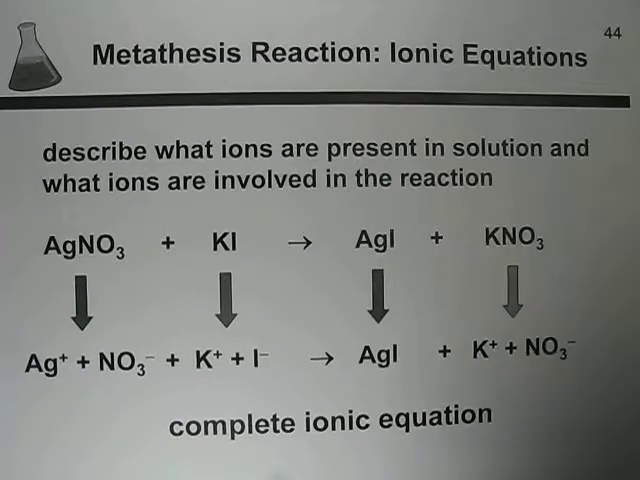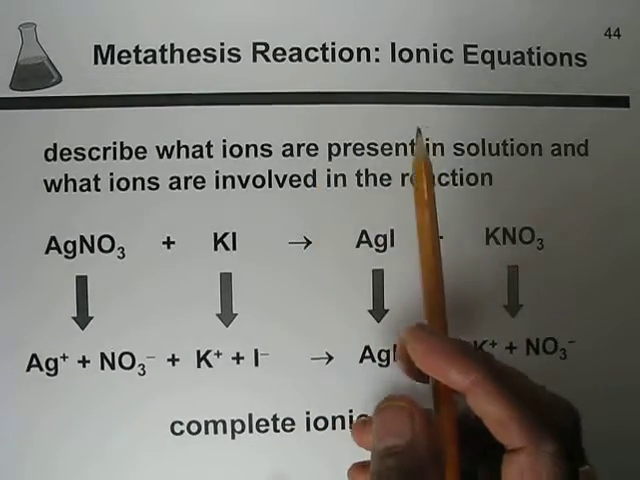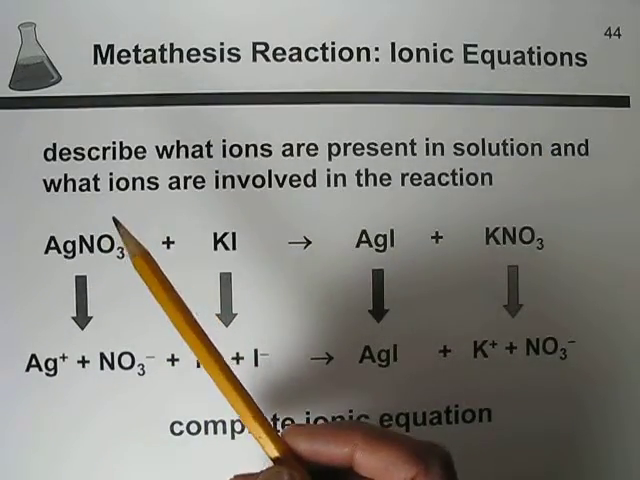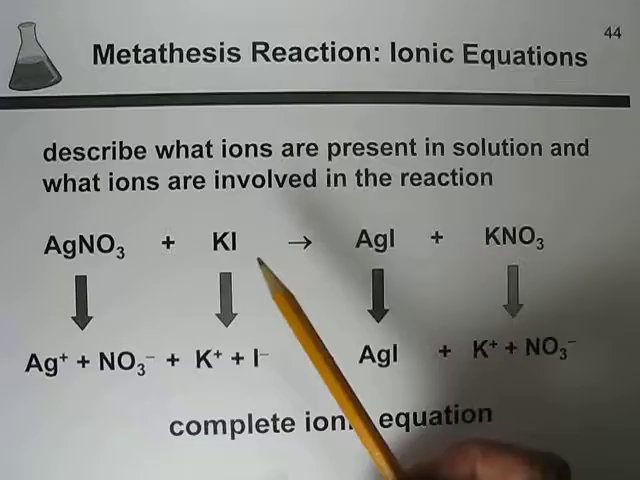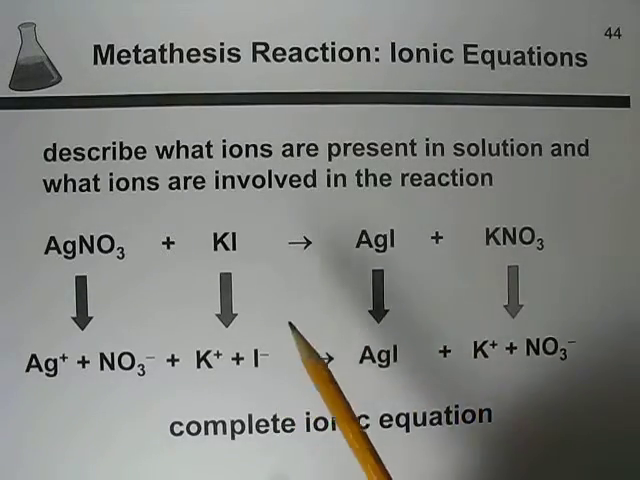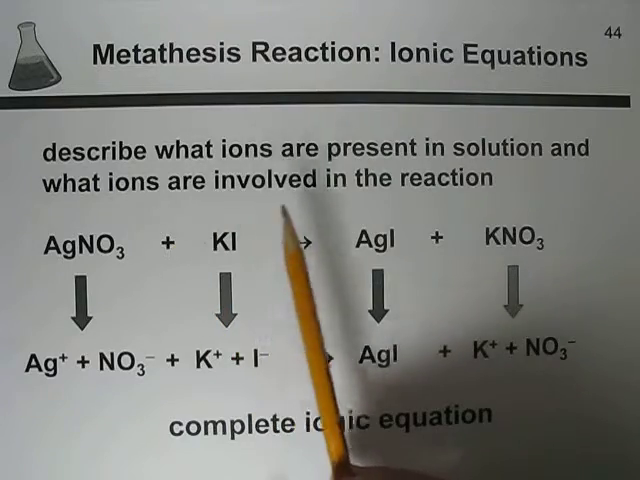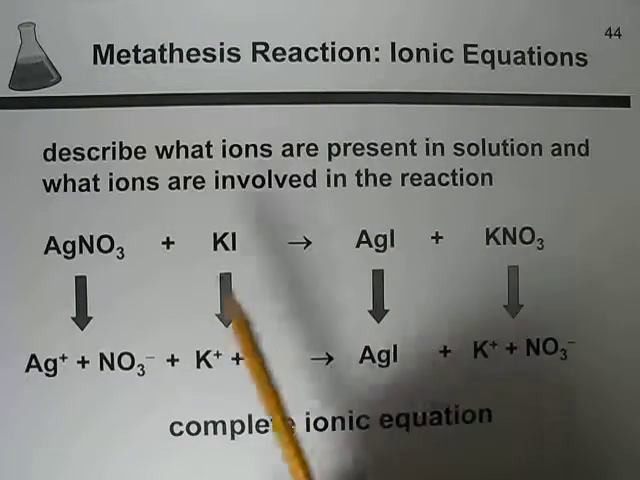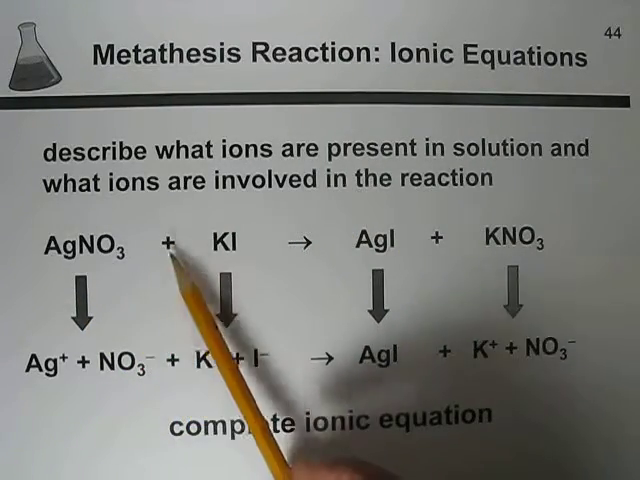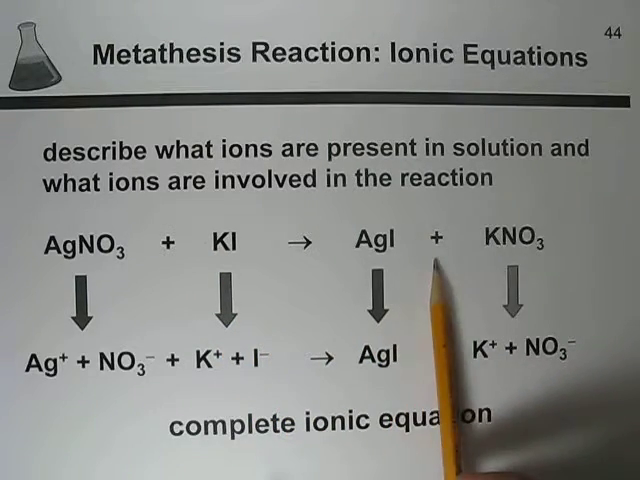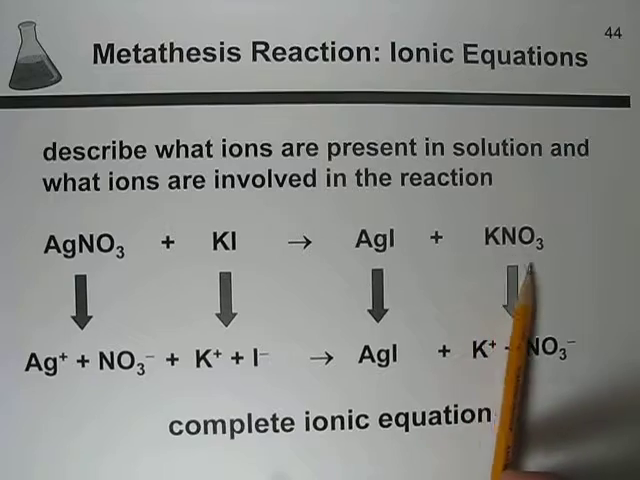Let's review once again the metathesis reaction, which is the ionic equation. As we know, a metathesis reaction is an example of a precipitation reaction. Describe what ions are present in the solution and which are involved in the reactions. When silver nitrate reacts with potassium iodide, it forms silver iodide and potassium nitrate.